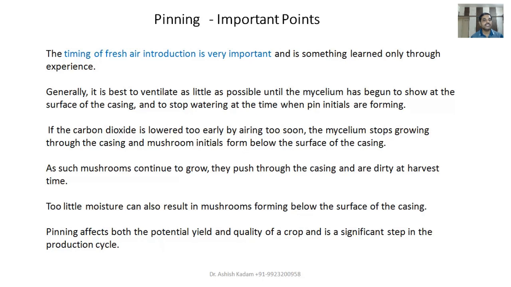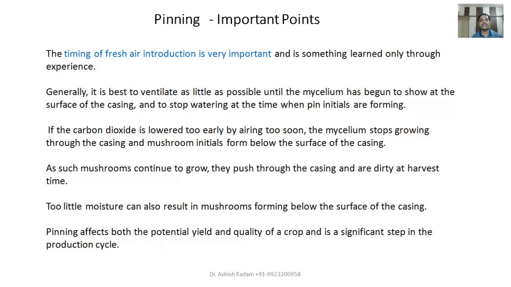So generally it is best to ventilate as little as possible until the mycelium has begun to show at the surface of the casing, and to stop watering at the time when pin initials are forming. We have seen that during the first vegetative growth we are applying a very large quantity of water, 20 to 25 liters per square meter. But once pinning starts, we have to reduce watering, and we also ensure a little bit of ventilation. Carbon dioxide is lowered too early by airing too soon. The mycelium stops growing through the casing and mushroom initials form below the surface of the casing.